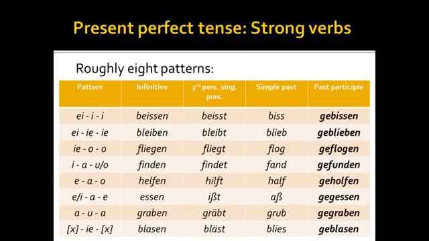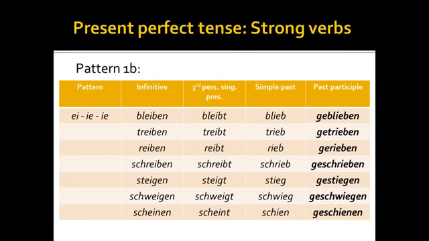Like I said, there's roughly 8. So after a while, they become more predictable and more manageable. So for instance, if we look at the first one, beißen, beißt. Now let's take a look at the second one. Bleiben, bleib, blieb, geblieben. Well, if we look closer at this pattern, what we call pattern 1b, we'll start to notice that other verbs also follow the same pattern.